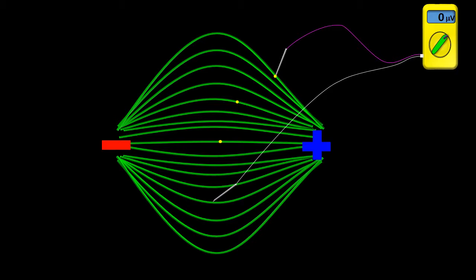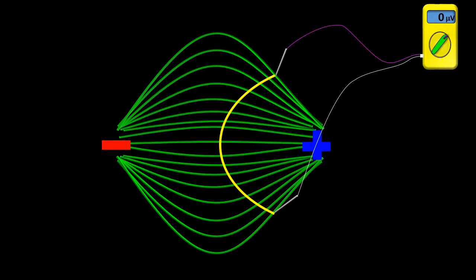Now I will move one electrode to a different current line. And again, move the electrode along the line until the voltmeter shows zero voltage. Mark it, as you can see in this frame, and go through the same process at another current line. When the zero voltage is encountered, I will put another dot in that place.